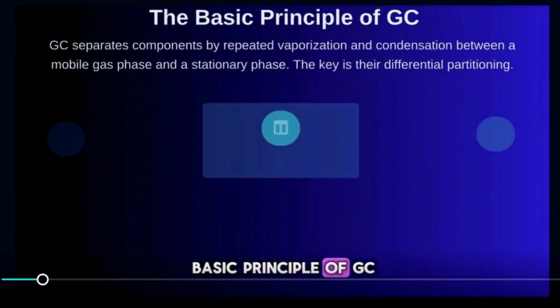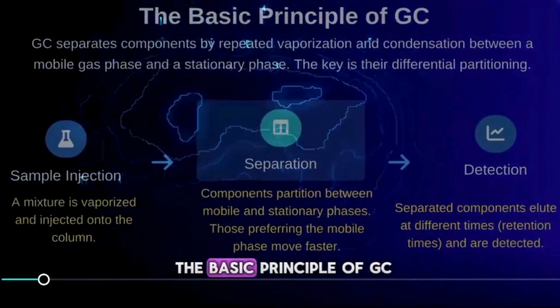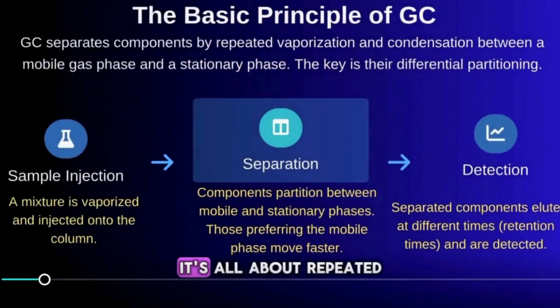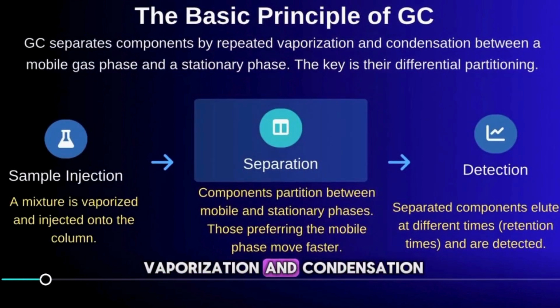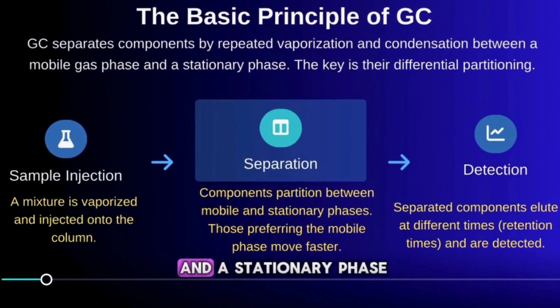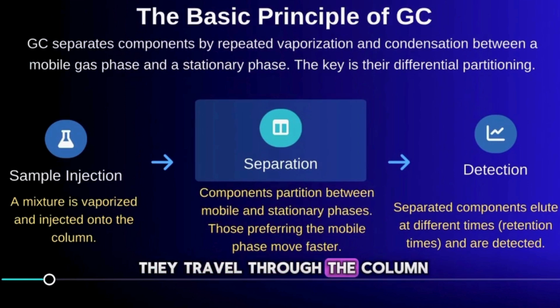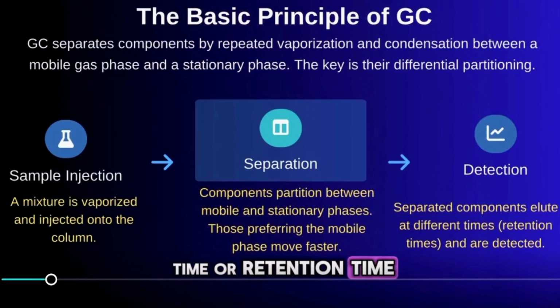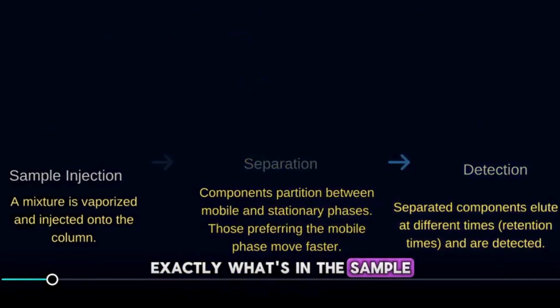The basic principle of GC. Now, let's talk about the basic principle of GC. It's all about repeated vaporization and condensation between a gas phase and a stationary phase. Samples are injected, separated, and detected as they travel through the column. Each component's unique travel time, or retention time, tells us exactly what's in the sample.